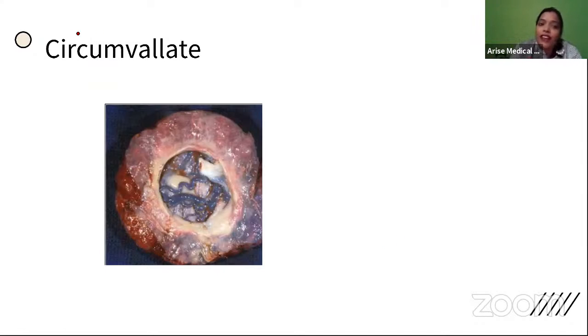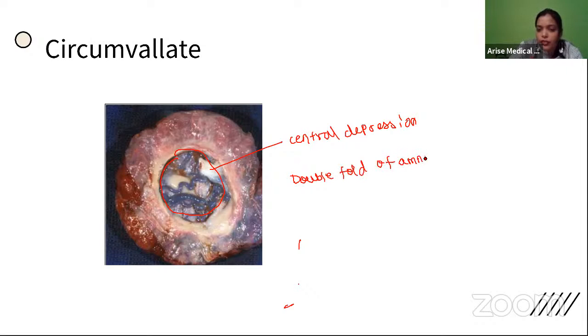Right. Now some more abnormal placentas. So this is a circumvallate placenta, which has a central depression. Can you see there is a central depression? And it has a double fold of amnion and chorion.